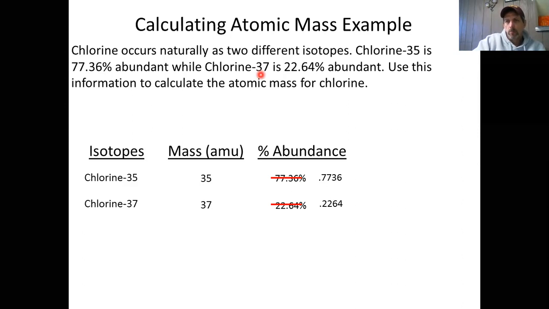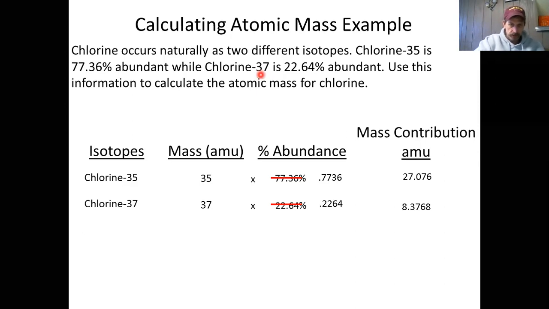0.2264. Multiply mass times abundance, mass times our relative percentages, and that'll get a contribution from each isotope. Contribution from each isotope, it's really just the product of multiplying mass times abundance. If you remember what we did with those numbers before, we add them, and what we end up with is atomic mass. No division. Even though it's called an average, it's a weighted average.